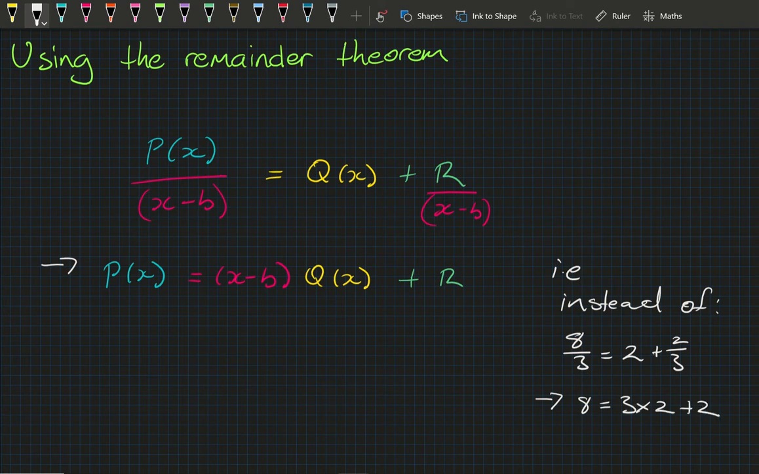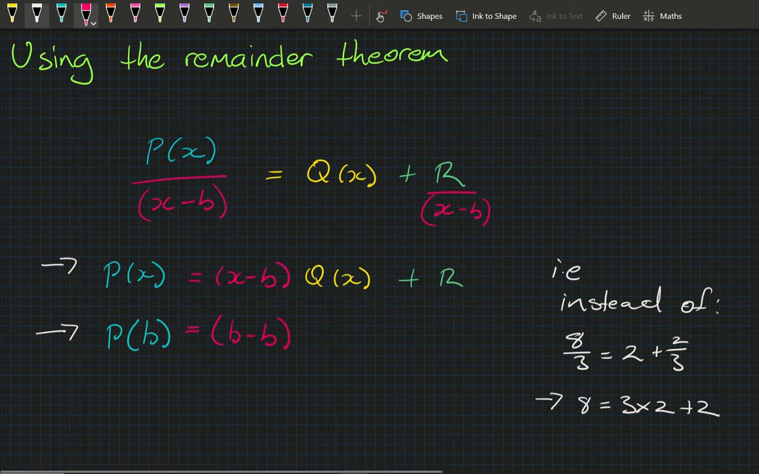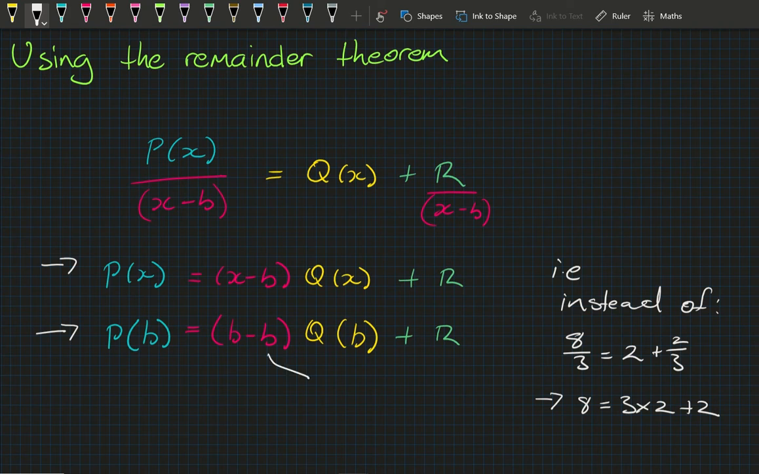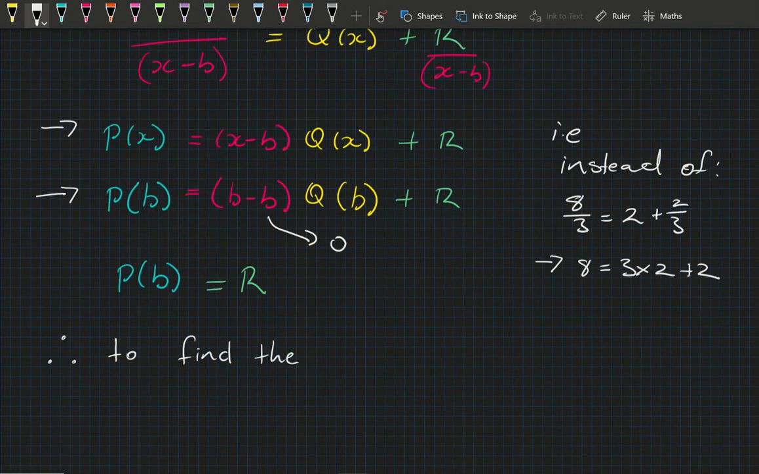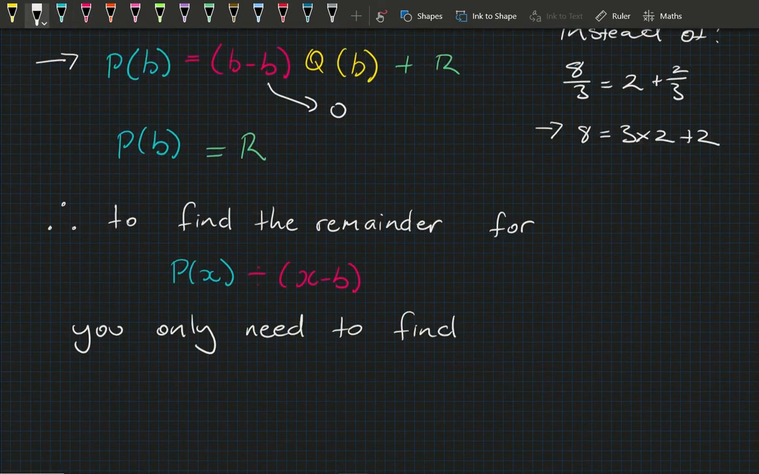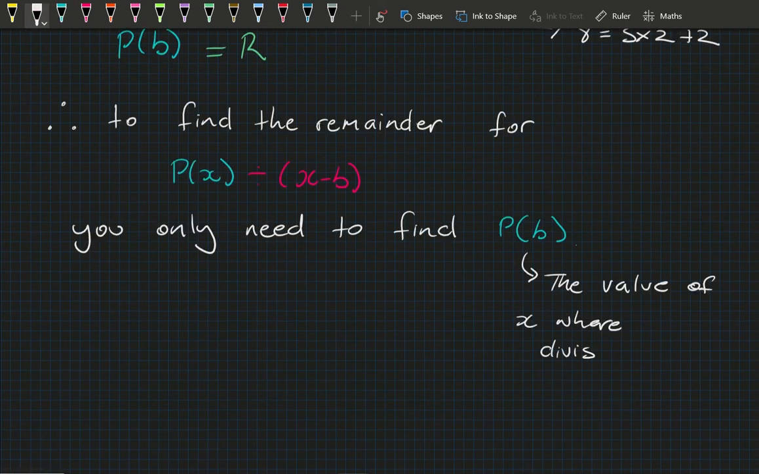So when we take this into account, if we subbed in the value b for x, then we would have p of b equals (b minus b) times the quotient of b plus r. And the reason why we do this little trick is b minus b is 0, so 0 times q of b is also 0. So therefore this polynomial with x equals b is equal to the remainder. So that means to find the remainder for the polynomial p of x divided by x minus b, you only need to find p of b. In other words, the value of x where the divisor is 0.